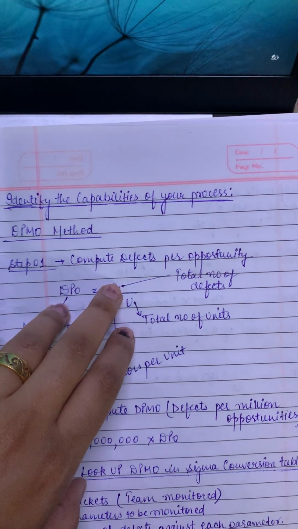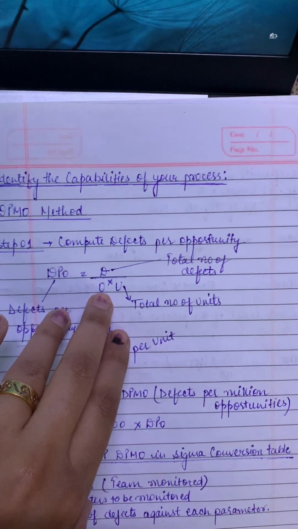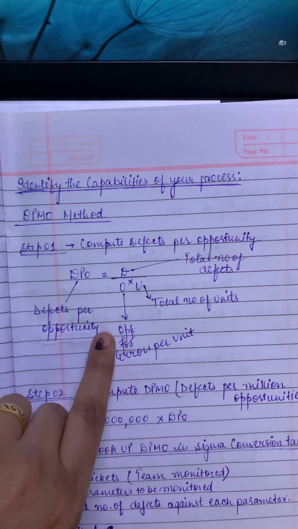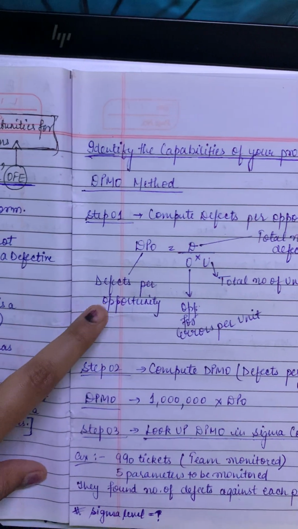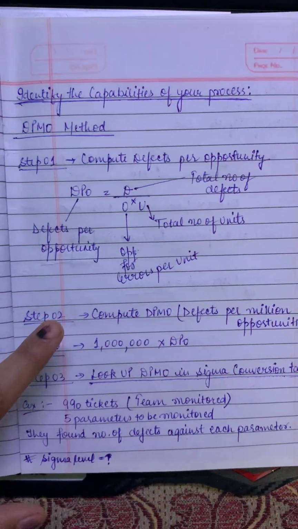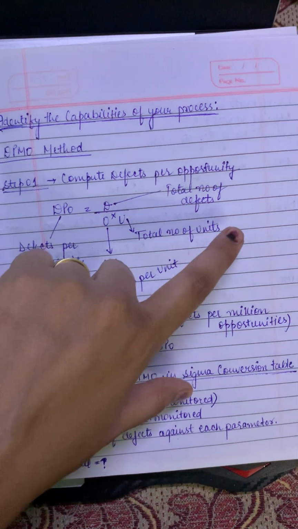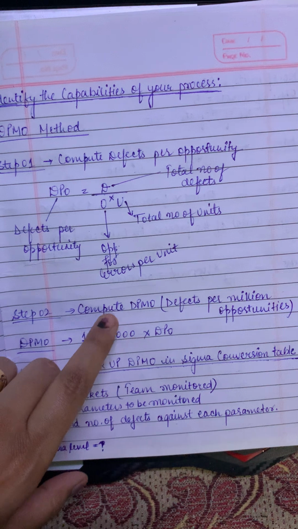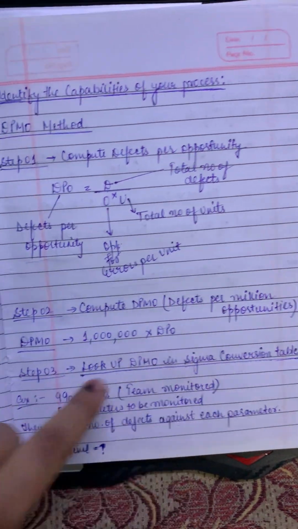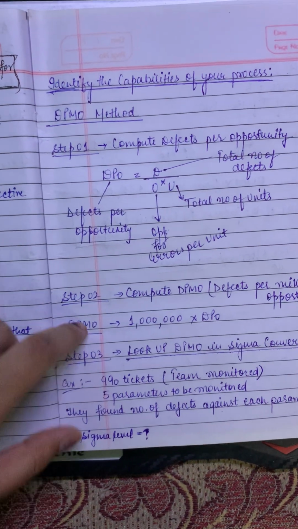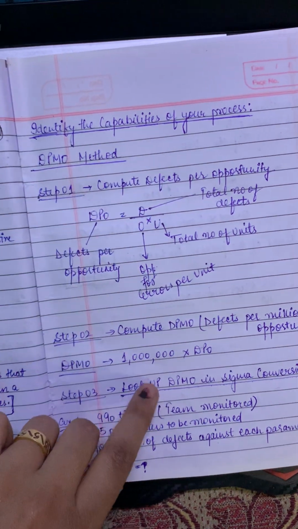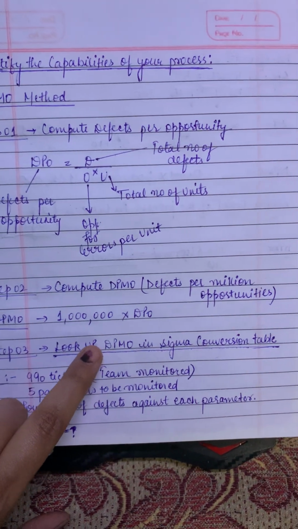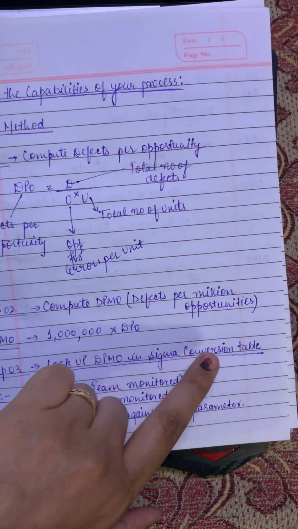It is defects over opportunity for error into number of units. Total number of defects, number of units, opportunity for error per unit, gives defects per opportunity. Right? Step 2 is compute DPMO. After finding this out, we have the DPMO method where we compute defects per million opportunities. The DPMO value is the value we get from here, and we just need to multiply it by 1 million. Step 3: look up DPMO in a sigma conversion table.